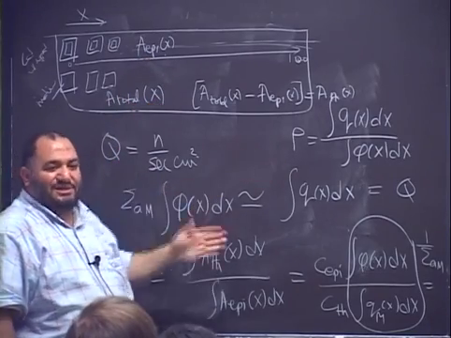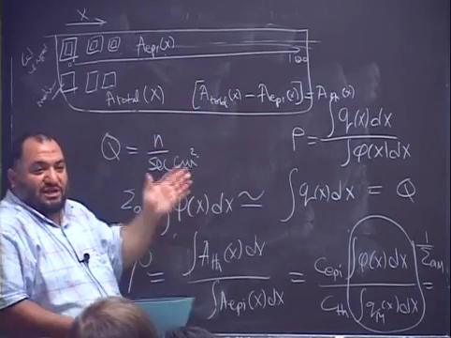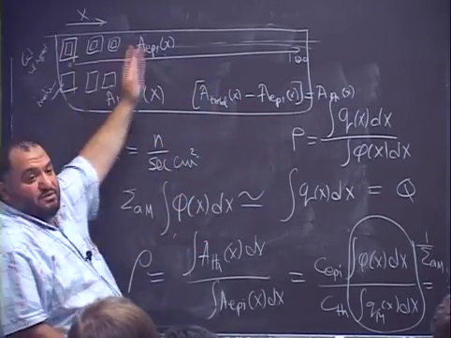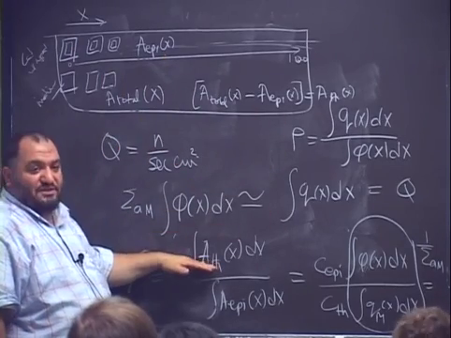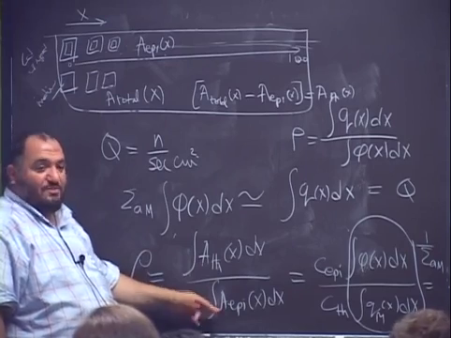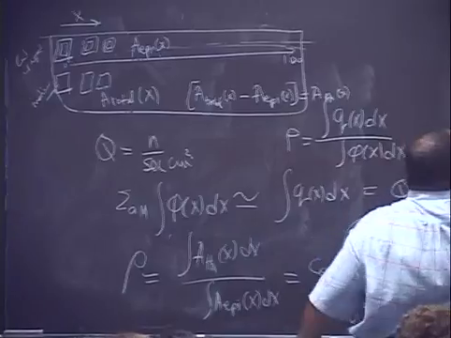Then integrate. Integrate means sum. Integration means summation, because you do not have a continuous variable, you have a discrete variable. So you will sum. Integration is summation. So you will sum the activities in the thermal and you divide it by the epithermal. This gives you what? Rho. So rho now is known. Sigma absorption in the moderator is known.